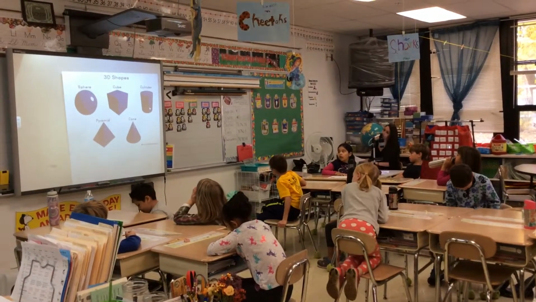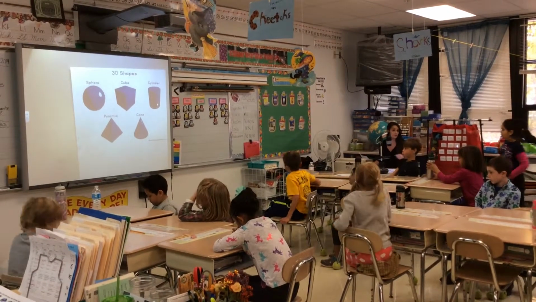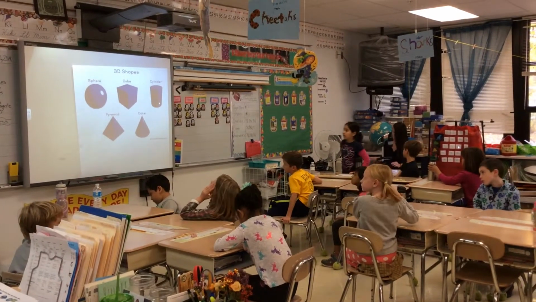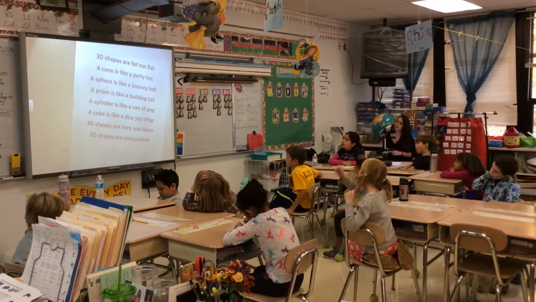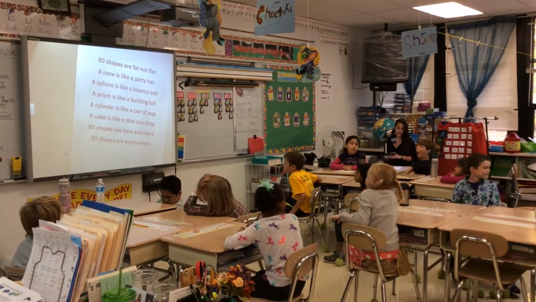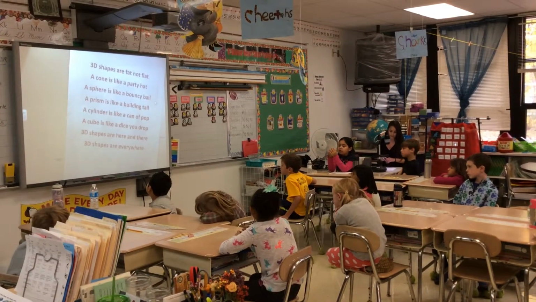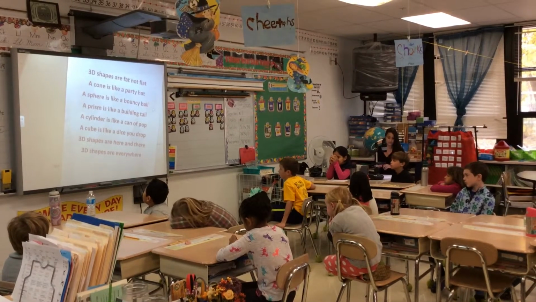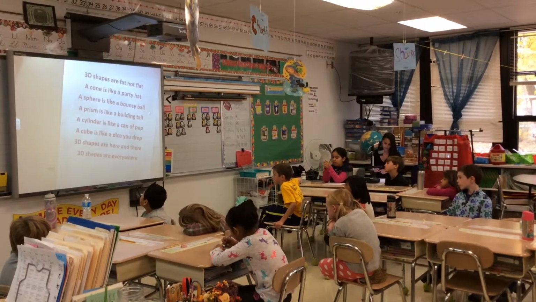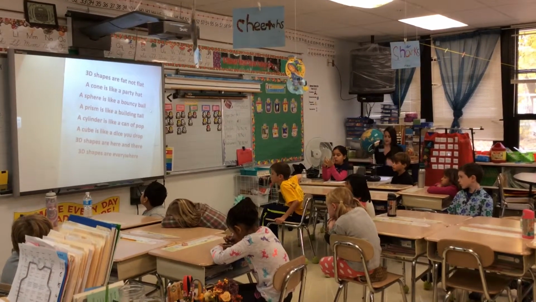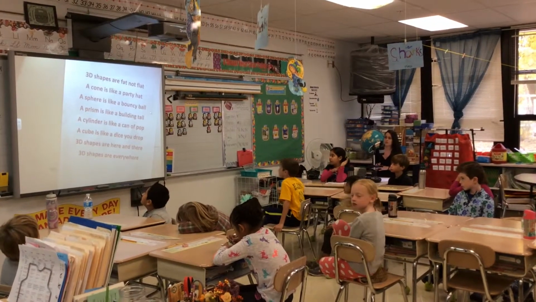And then we're going to do a quick poem about 3D shapes. I'm going to read it first, and then we're going to read it as a class, okay? 3D shapes are fat, not flat. A cone is like a party hat. A sphere is like a bouncy ball. A prism is like a building tall. A cylinder is like a can of pop. A cube is like a dice you would drop. 3D shapes are here and there. 3D shapes are everywhere. So now as a whole class, I want us to reread it.